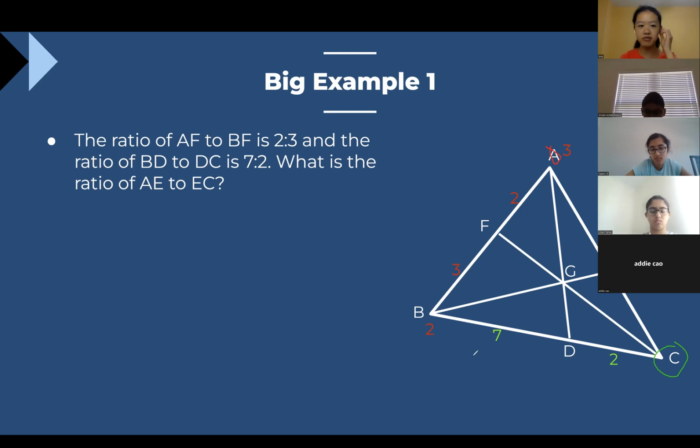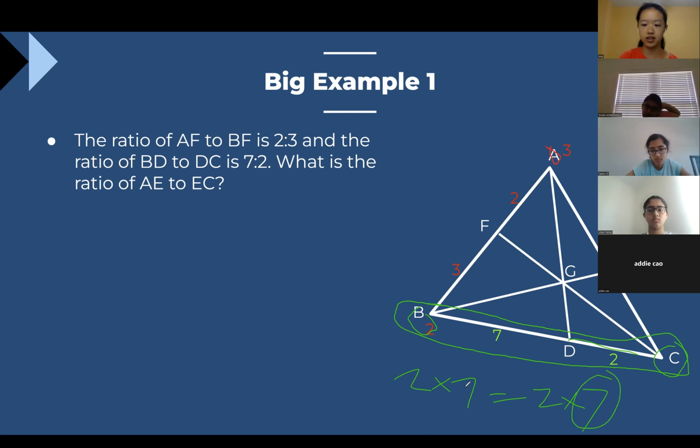Yeah, so the mass value at C would be 7. And we know this because right now we're just looking at this seesaw down here, the BC seesaw. On the left side, we have the mass of B is 2 and the distance is 7. So 2 times 7 equals the distance DC, which is 2, times the mass at C. Therefore the mass of C has to be 7.